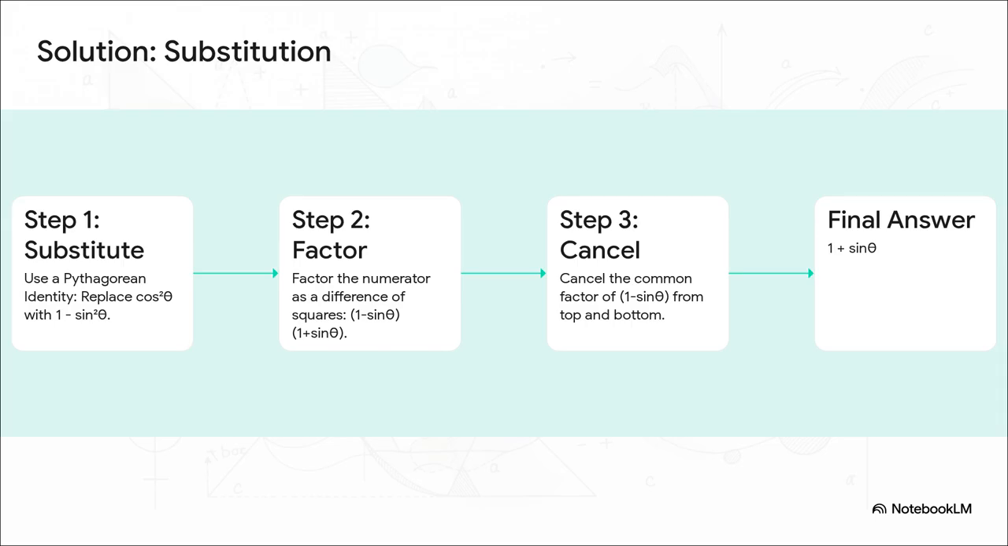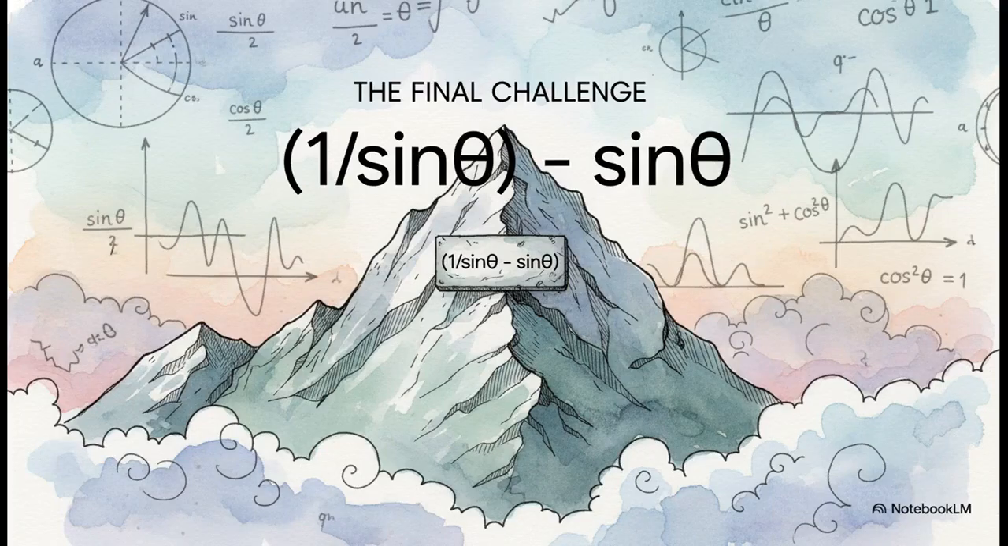And look at that. It sets us up perfectly for our final step, step 5, cancel. The 1 minus sine theta on top and on the bottom, they cancel right out. And what are we left with? Just 1 plus sine theta. Beautiful. All right, you ready for the final challenge?